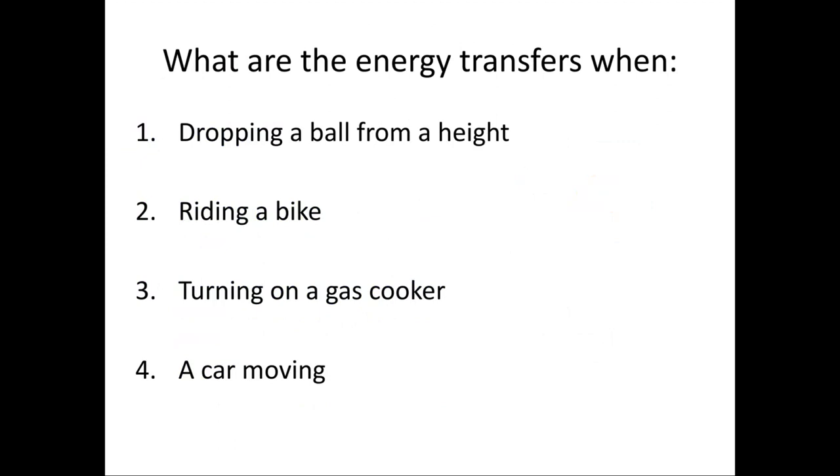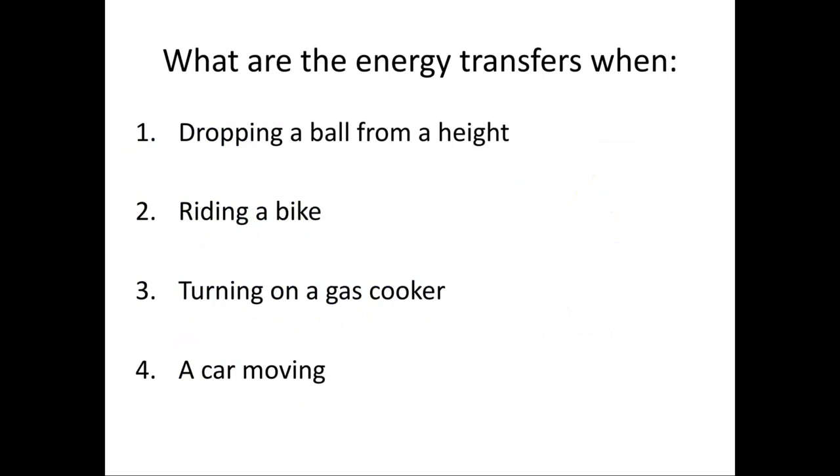So number 1, dropping a ball from a height. Well, at the beginning it's going to have gravitational potential energy, and then it is going to transfer to kinetic energy. It's going to move, fall down. Okay, so the way I would write that is I would write GPE for gravitational potential energy, then I'd write a little arrow, and then I'd write KE for kinetic energy. It's gone from gravitational potential energy to kinetic energy.